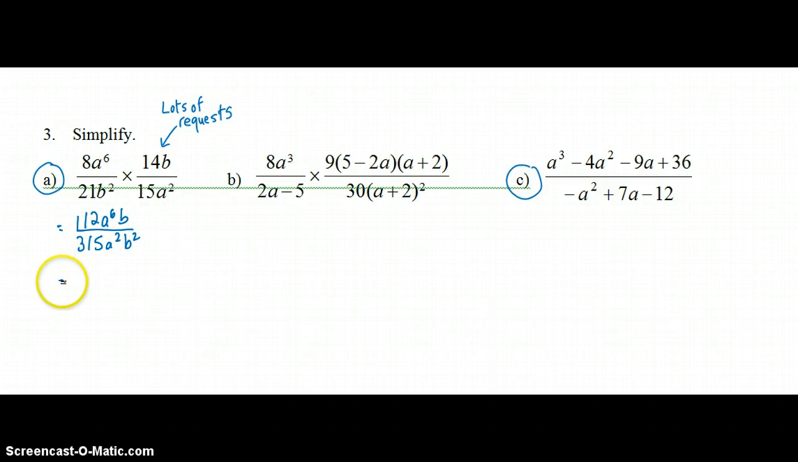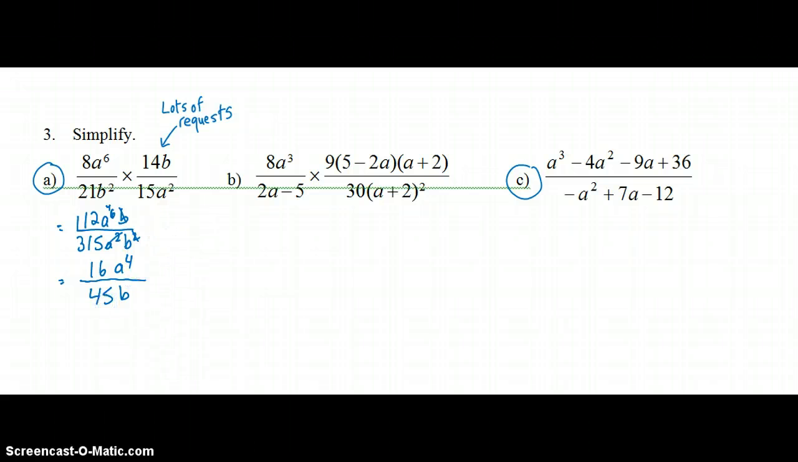How do you reduce? Well, the b is going to cancel out of the top with one of the b's on the bottom, leaving me with a single b on the bottom. The a squared cancels, leaving me a to the 4 on top. So b on the bottom, a to the 4 on top. And then you reduce the 112 over 315. You can do that on your calculator or just divide top and bottom by 7, which is going to leave you with 16 on top, and 45 on the bottom.